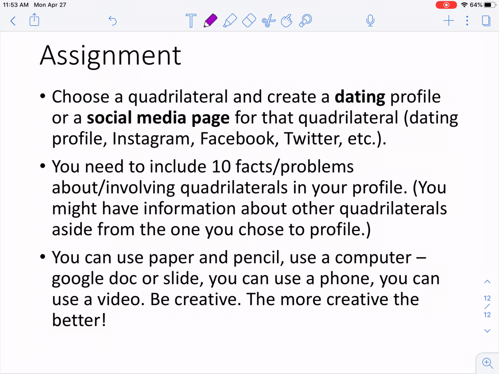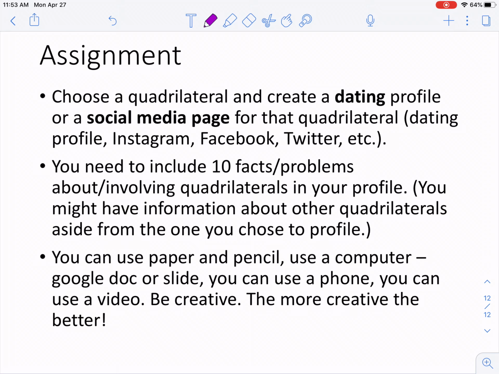Now, how can you create these? You can use paper and pencil, and you could draw really cool pictures. You might want to use a computer, with a Google Doc or Google Slides. You can use your phone. Maybe you're taking pictures of quadrilaterals in the real world and identifying different pieces about them. I want you to be as creative as you can in creating this information about quadrilaterals. And again, you can choose the quadrilaterals that you want.